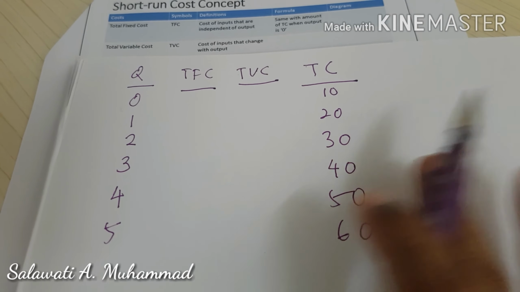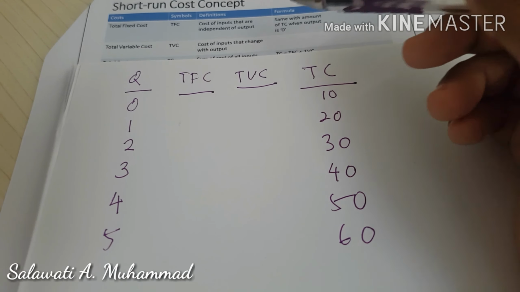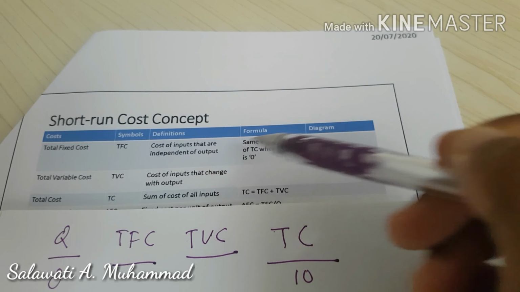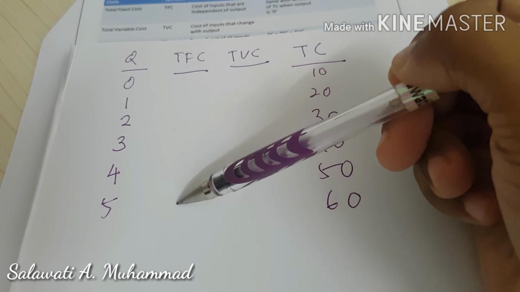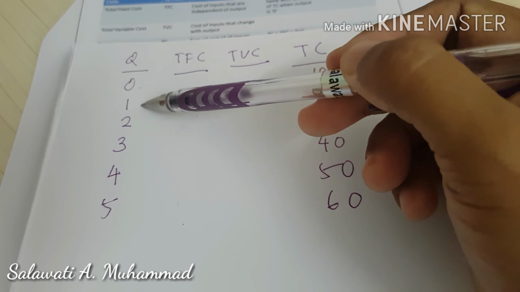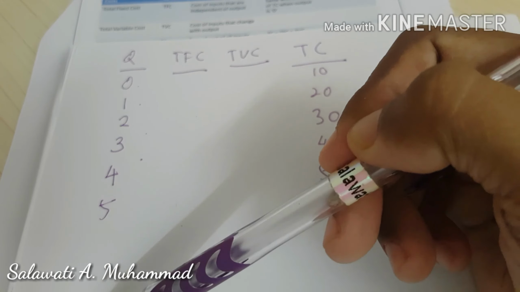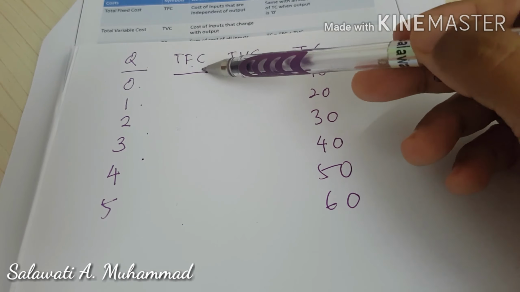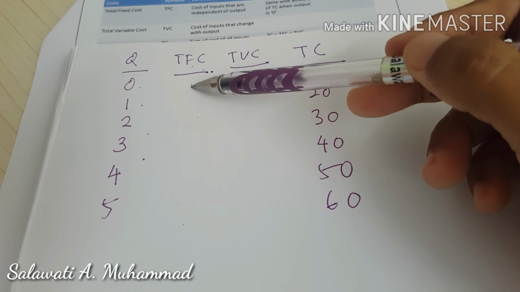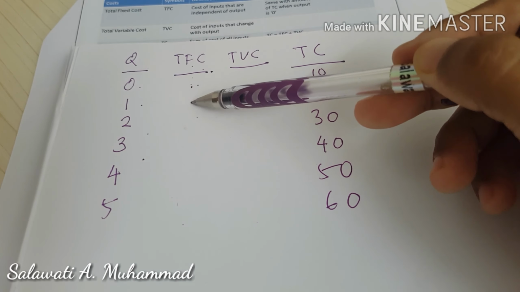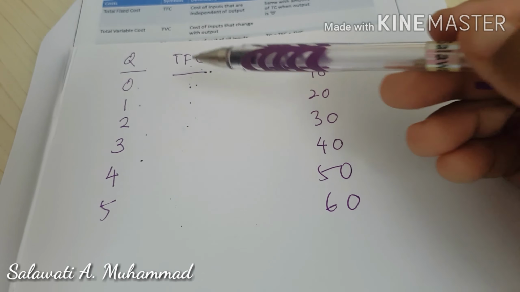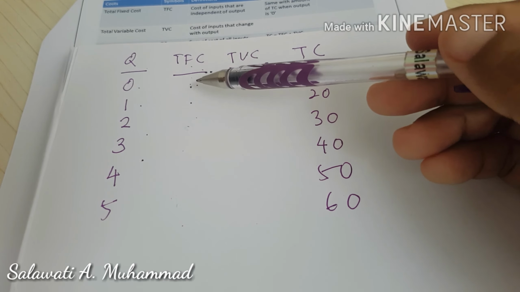So when it says TFC is the cost of input that are independent of output, it means the amount of TFC here must be the same. Don't care whether the quantity is 0, 1, 2, 3, or bigger than this. The quantity may be different, but the total fixed cost is a fixed amount, the same amount. If at 0 it's 50, meaning here also 50, 50, 50, 50, and so on. That means it is independent, not increasing, not decreasing.